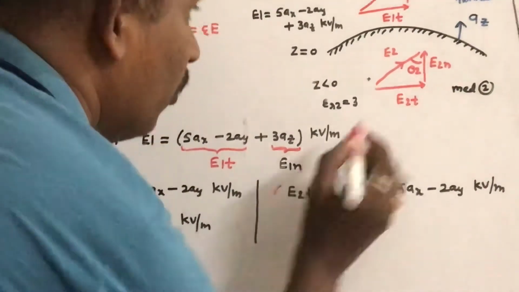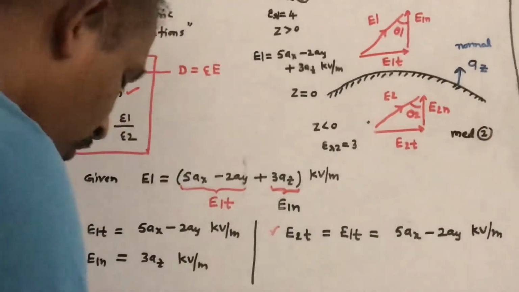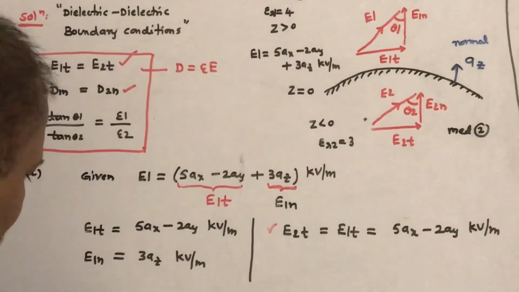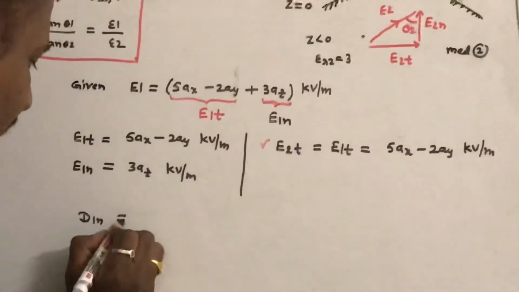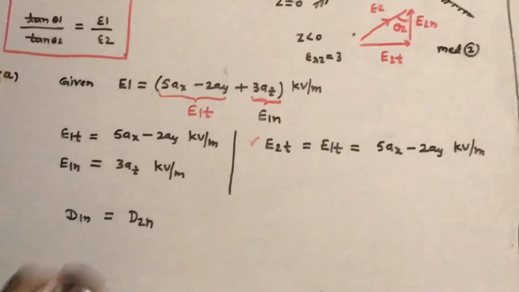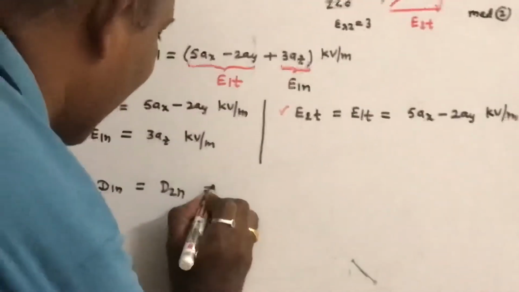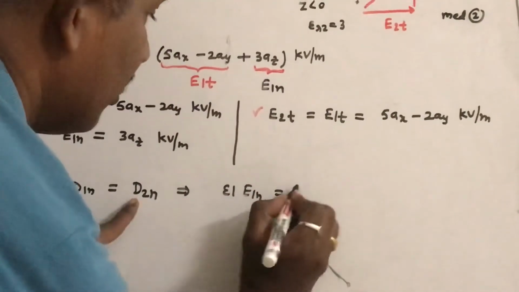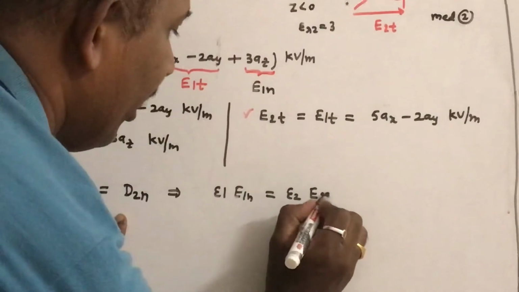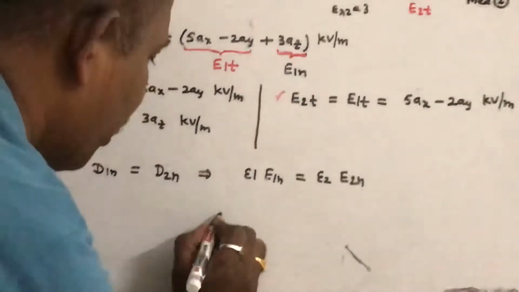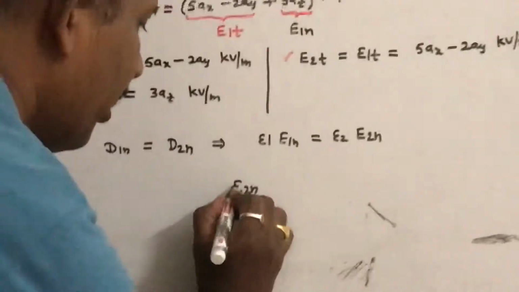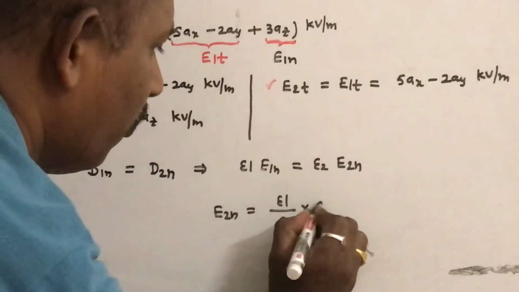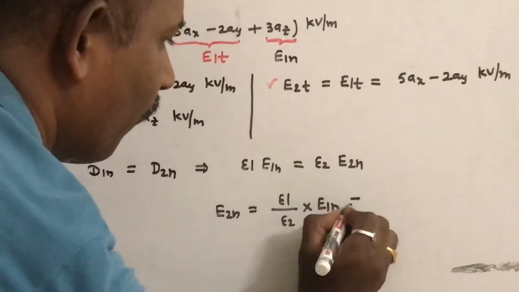Now what is our need? To calculate E2n. From this diagram we have one more boundary condition: D1n, the normal component of electric flux density, is the same across the boundary. From this relation you can write epsilon 1 into E1n is equal to epsilon 2 into E2n, from which we want E2n. So E2n is equal to epsilon 1 by epsilon 2 into E1n.